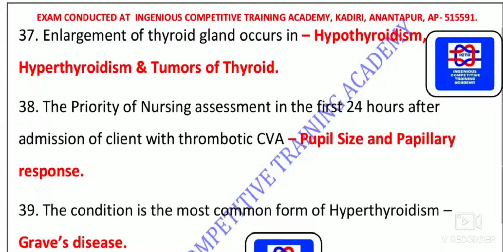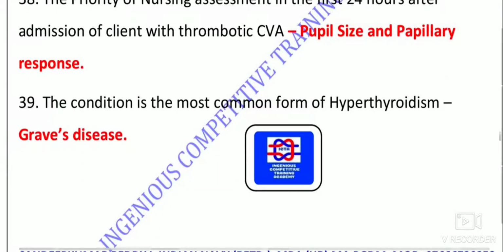The priority of nursing assessment in the first 24 hours after admission of a client with thrombotic CVA, that is pupil size and pupillary response. This is what you have to remember. What are the priorities of nursing assessment in the first 24 hours after admission of the client with thrombotic CVA? The condition that is the most common form of hyperthyroidism is Graves' disease. Please remember, the most common form of hyperthyroidism is Graves' disease.